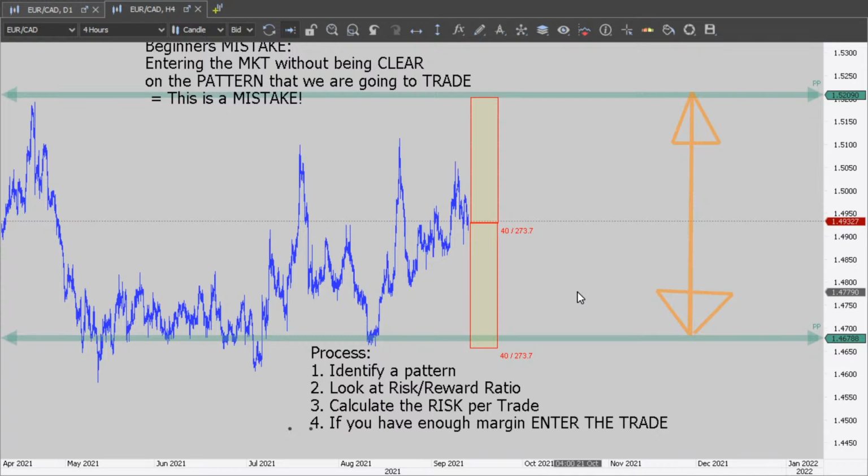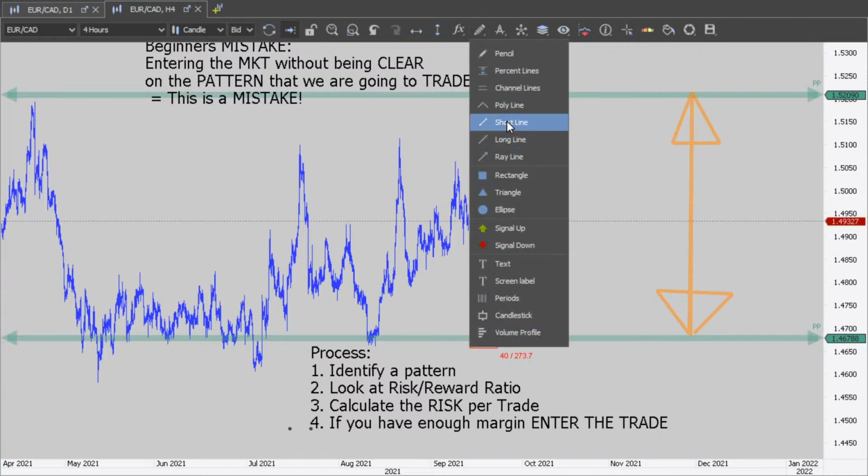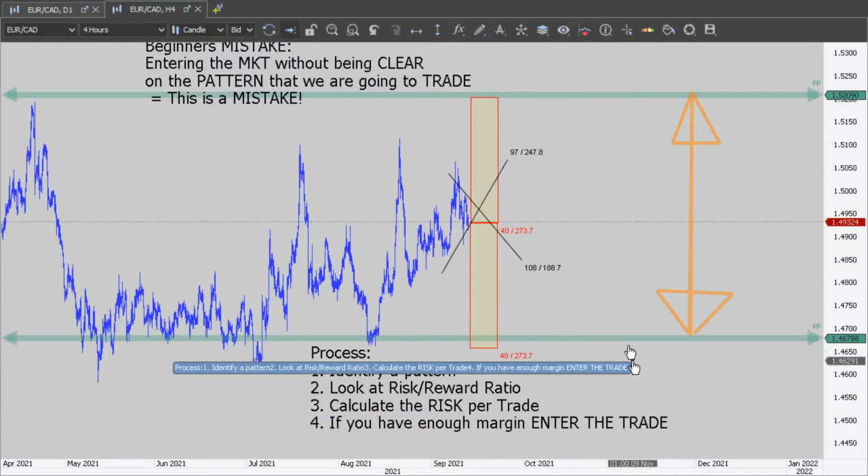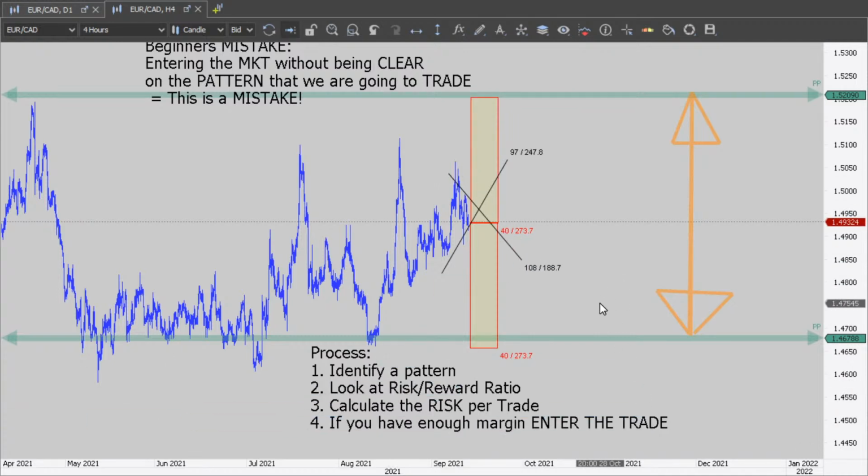Identify the pattern, look at the risk-reward ratio. Well, this risk-reward ratio is not good. It is risky for me. Well, no trade then. No trade. But I want to make money. Well, find another pattern, right? Find another pattern. What is the pattern?